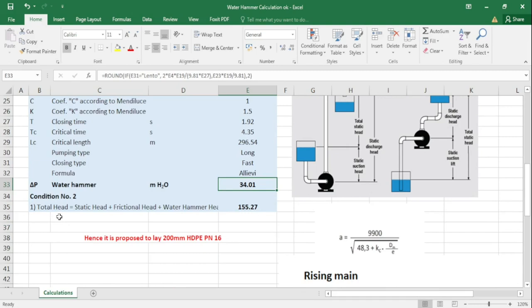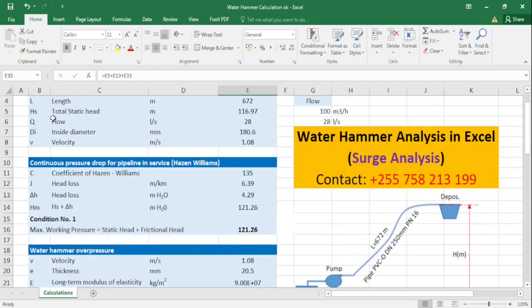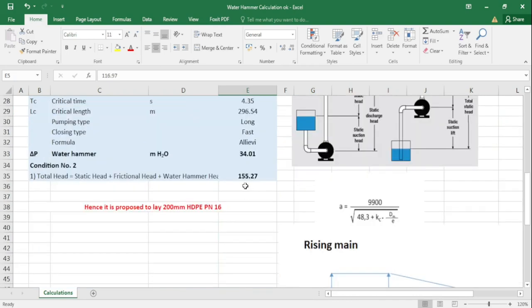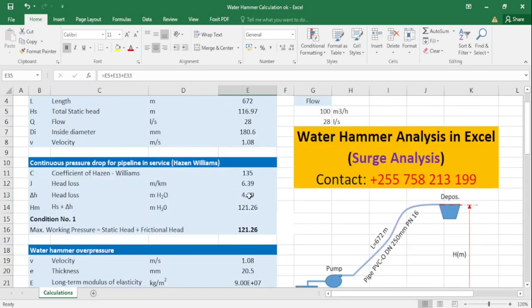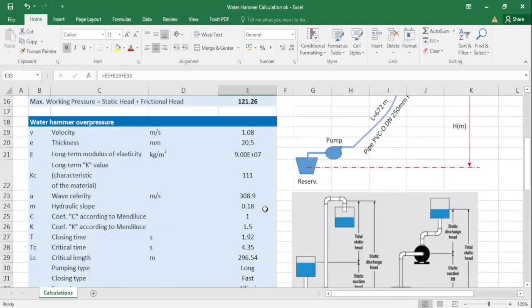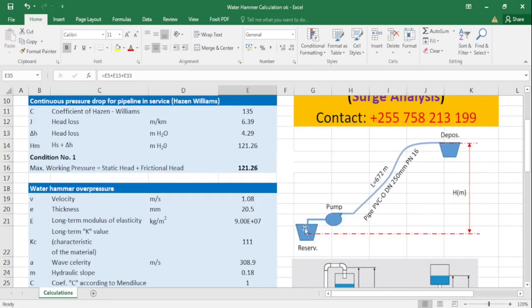Now the total head for condition two: total head is equal to static head plus frictional head plus water hammer. It means here you sum three items: E5, which is total static head, plus E13, which is head loss, again plus E33, which is the water hammer. When you sum these heads, you will get this value. It means that the pressure along this pipe, when water hammer happens, could be this one.